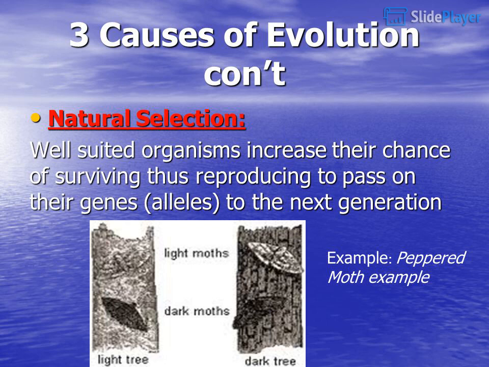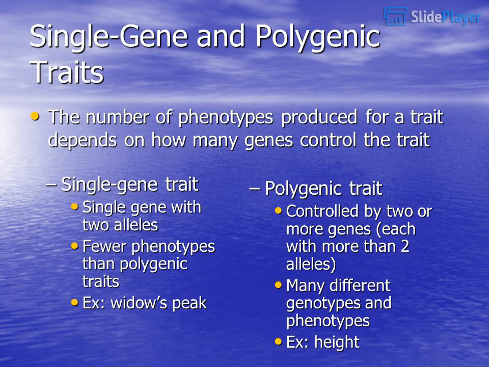Well-suited organisms increase their chance of surviving, thus reproducing to pass on their genes, alleles, to the next generation. Example, peppered moth. Single gene and polygenic traits. The number of phenotypes produced for a trait depends on how many genes control the trait. Single gene trait: a single gene with 2 alleles. Fewer phenotypes than polygenic traits.